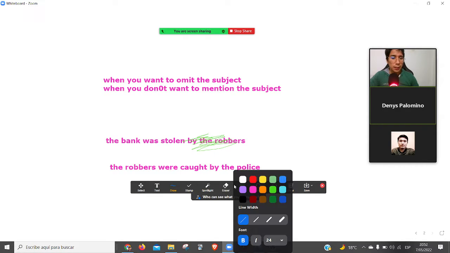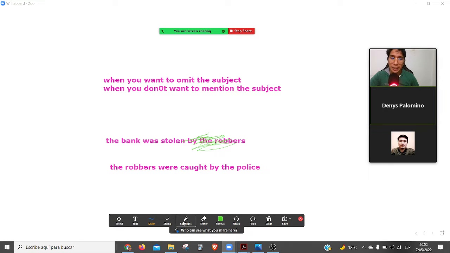What do you think? Who usually catches the robbers? The police. So it's obvious. So when the agent or the subject, you know, because in the past we changed the name, just the agent, it's obvious. It's not necessary to mention, but if you want, no problem. Okay? No problem.